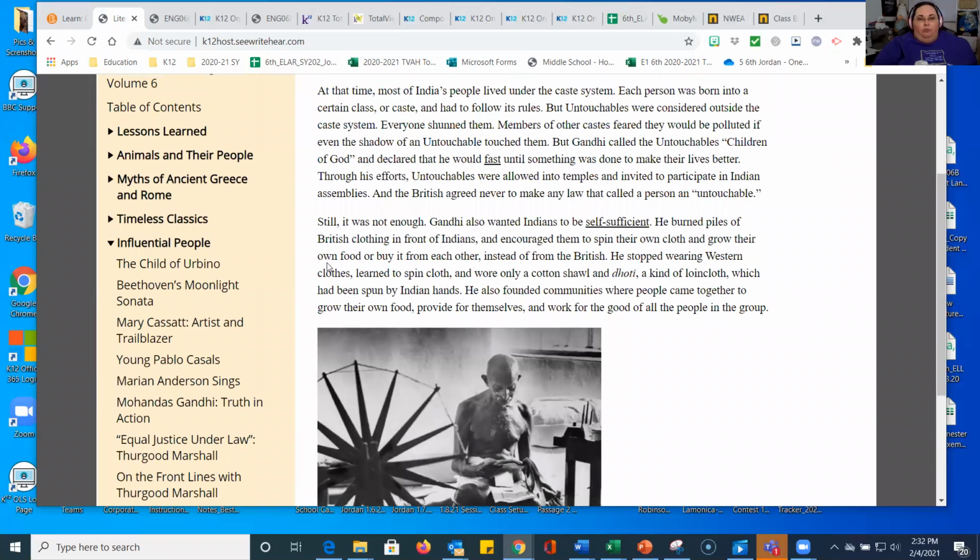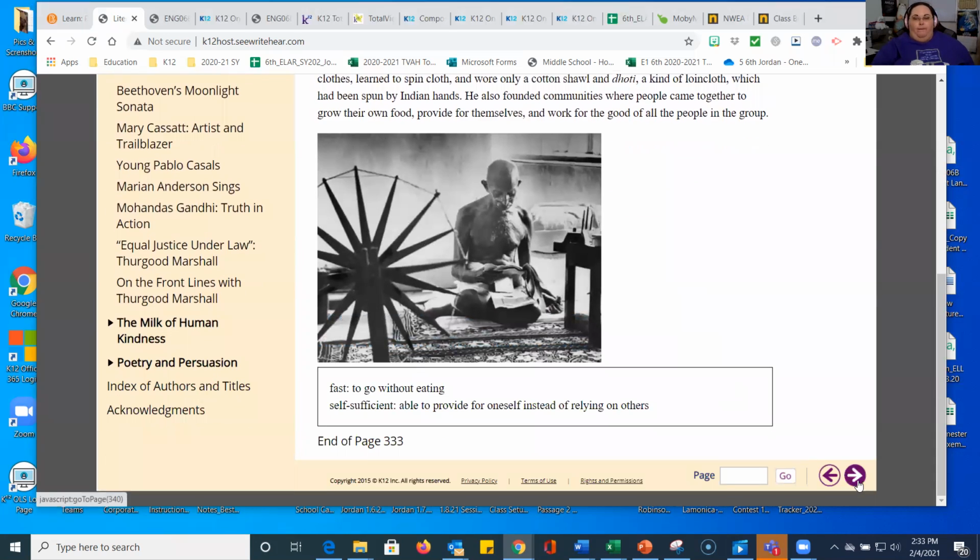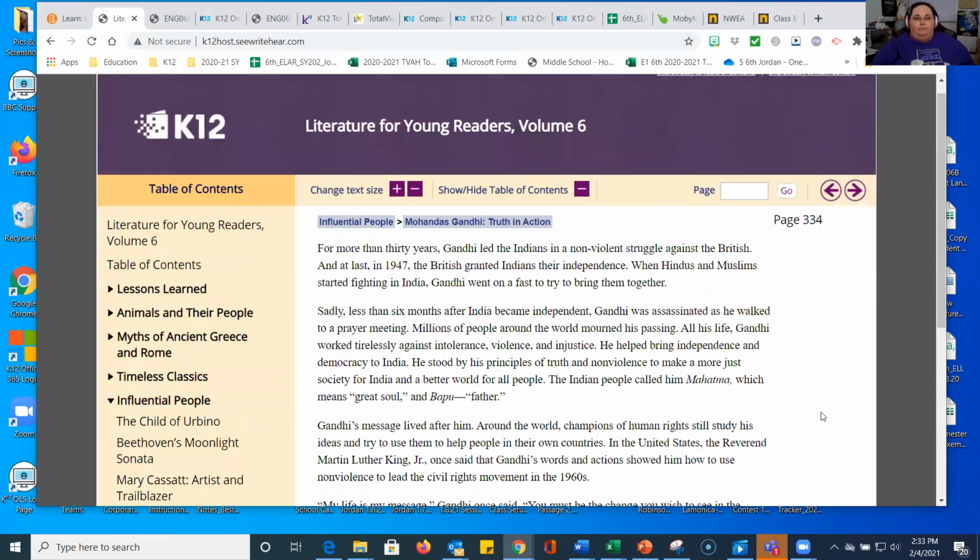He burned piles of British clothing in front of Indians and encouraged them to spin their own clothes and grow their own food or buy it from each other instead of from the British. He stopped wearing Western clothes, learned to spin cloth, and wore only a cotton shawl and a dhoti, a kind of loincloth, which had been spun by Indian hands. He also founded communities where people came together to grow their own food, provide for themselves, and work for the good of all people in the group.